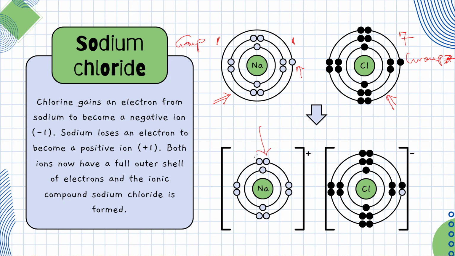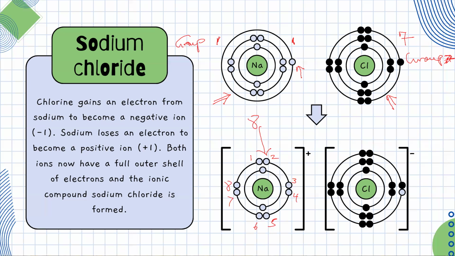And if you look very well, the number of electrons that are present in the outermost shell, let's count it. 1, 2, 3, 4, 5, 6, 7, 8. So you can all see that it is now stable because it has 8 electrons in its outermost shell.